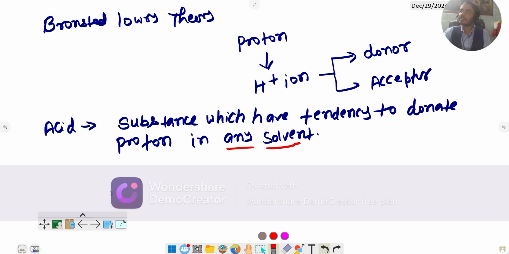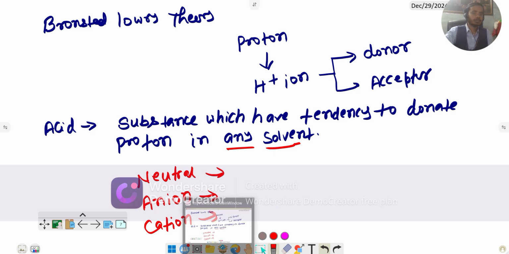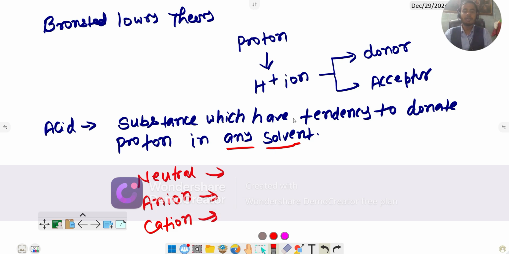There are basically different types of states of the ions, right? The first one is the acid which has neutral charge. It means it does not have any ions; there is no negative charge and no positive charge. But the acid which has a negative charge comes under anionic acid, right? And the acid which has a positive charge comes under cationic acid. So there are three conditions.